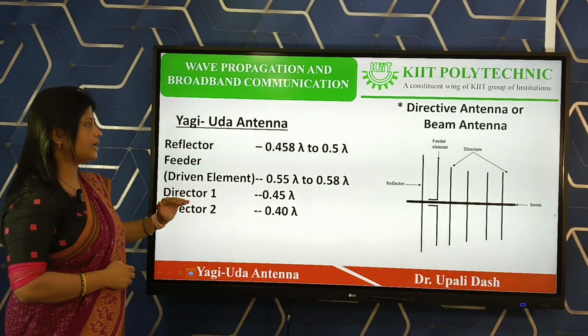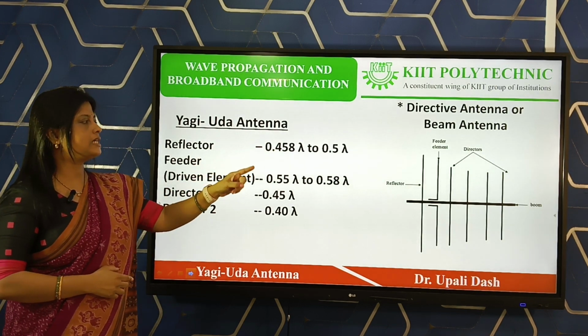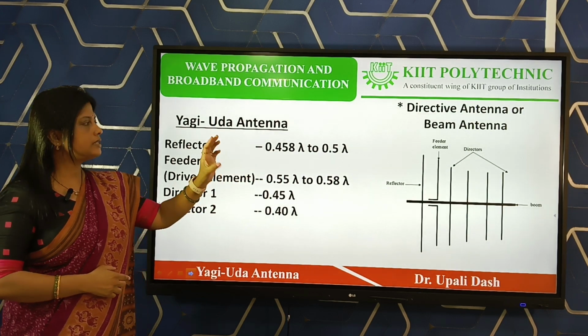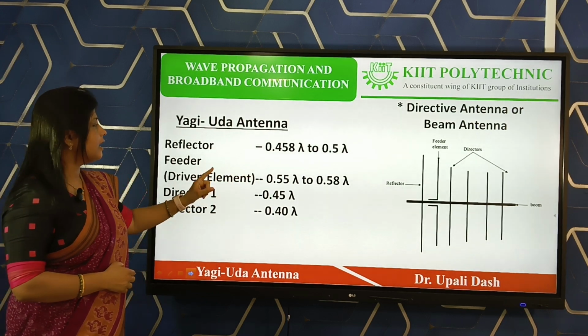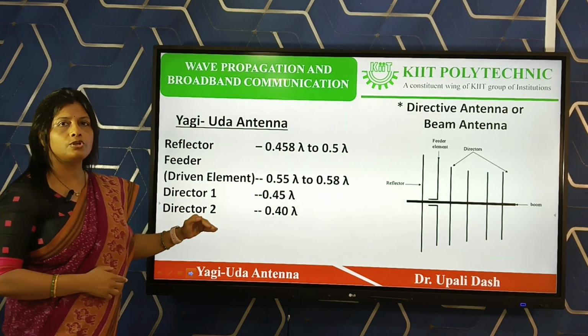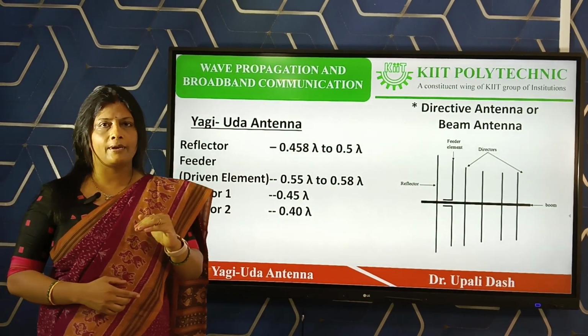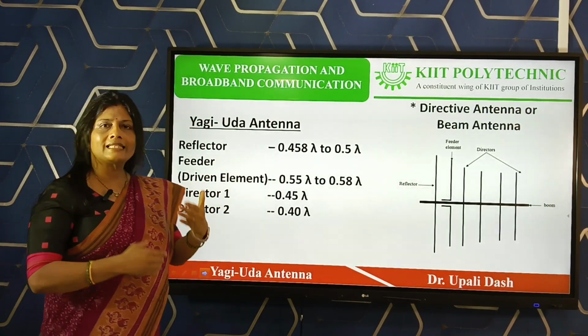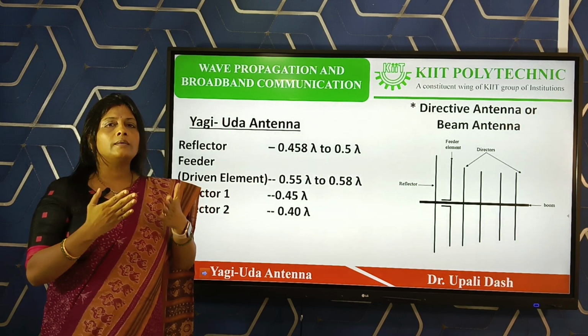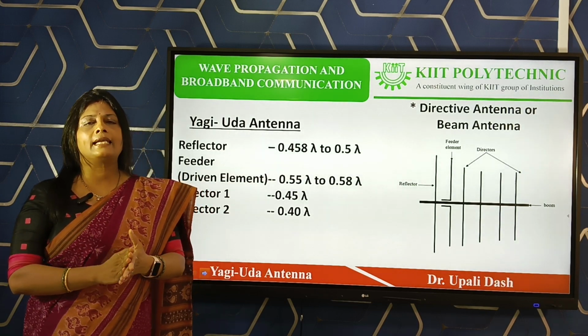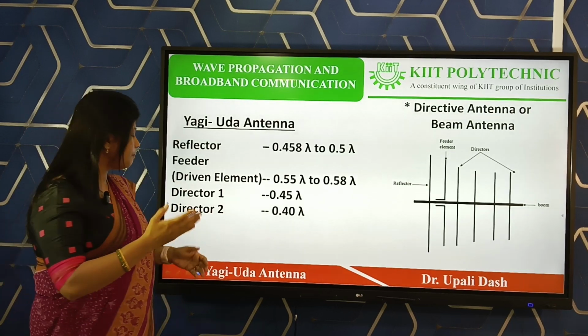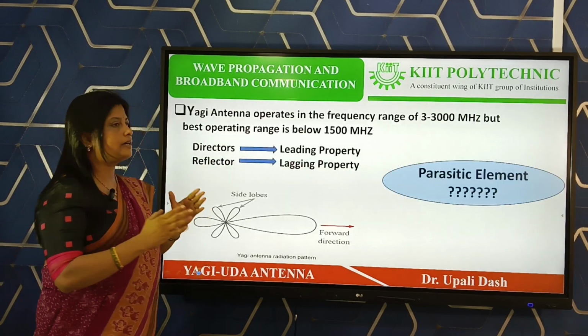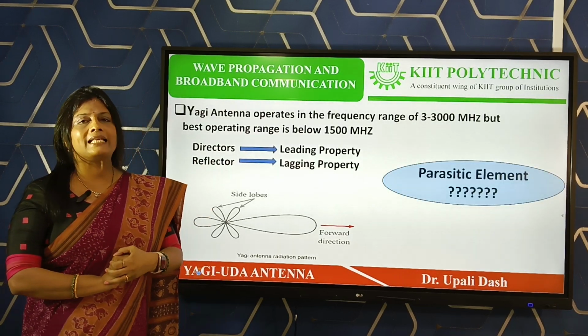The directors' lengths are many because, as you can see, there are many directors one by one. So the size of the directors varies, like 0.45 lambda, 0.40 lambda or 0.35 lambda. In the next slide we will see how the number of directors actually helps in getting good directivity. Before that we should know another interesting terminology, the parasitic element.